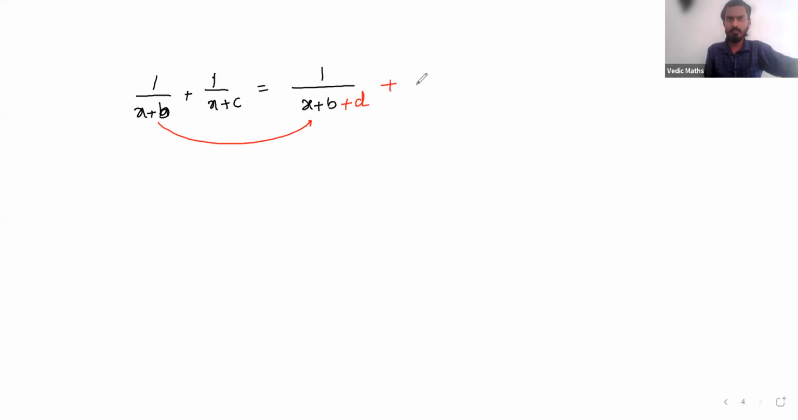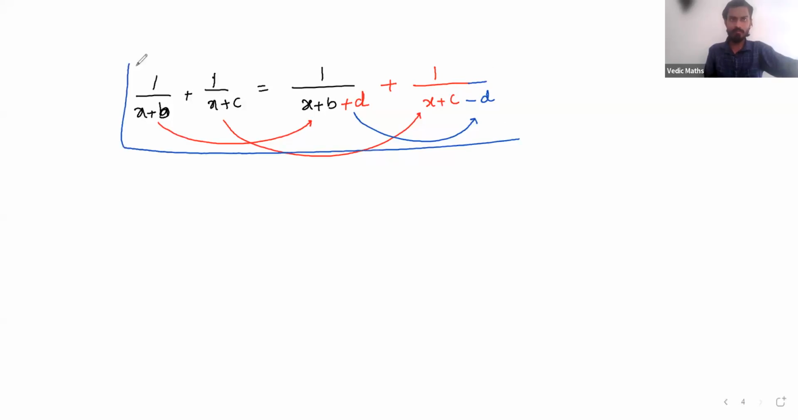Plus 1 by, take the second denominator, and whatever extra value was added here, you have to subtract from here. So this is the logic Swamiji used. Clear my point? Okay, this is the logic.